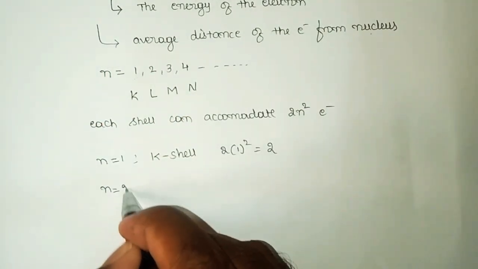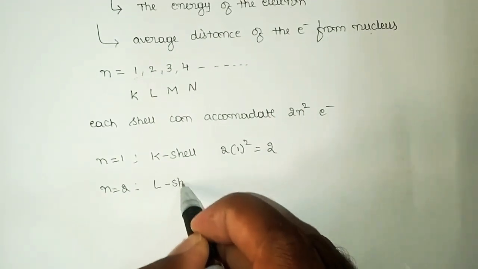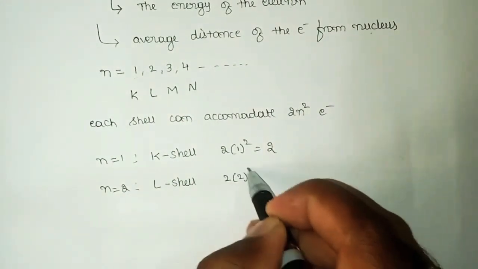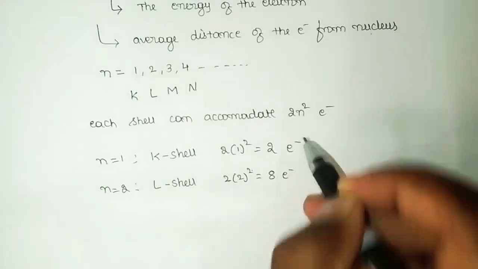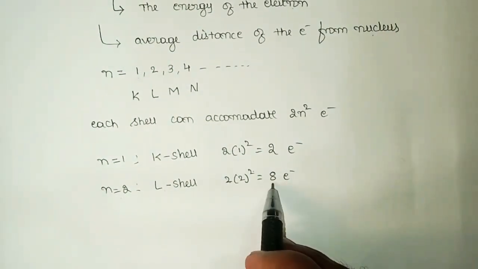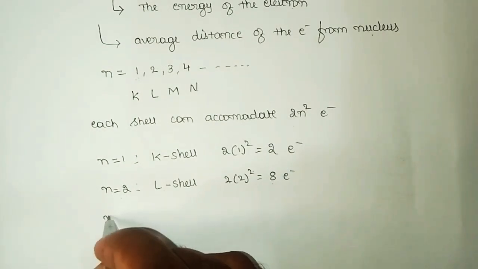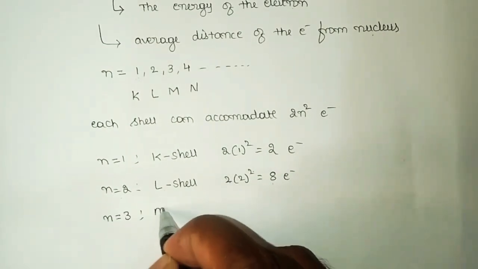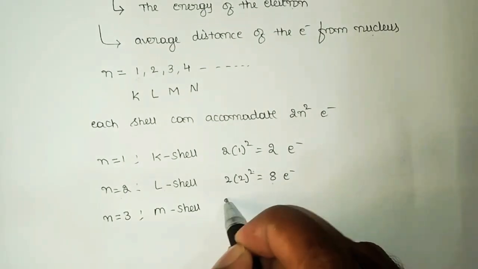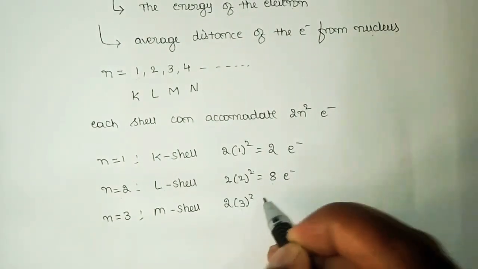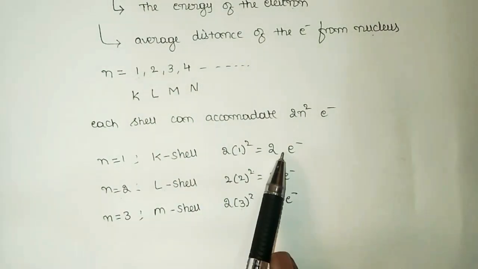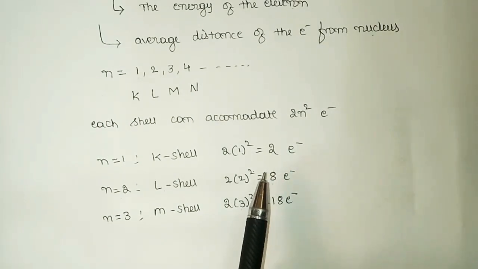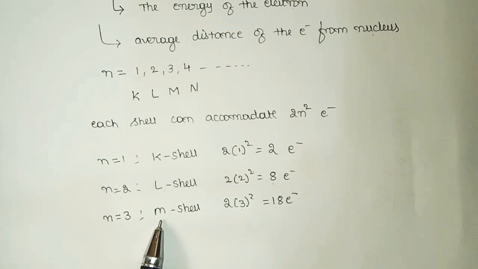If n is equal to 2, that is the L shell, that is 2 into 2 square, 2 twos are 4, 4 twos are 8 electrons. That is, the L shell can accommodate a maximum of only 8 electrons. Similarly, for n equal to 3, that is the M shell, it can accommodate 2 times 3 square, 3 threes are 9, 9 twos are 18 electrons. In this way, we can easily calculate the maximum number of electrons that can be occupied in a particular shell, and that we shall see pictorially.